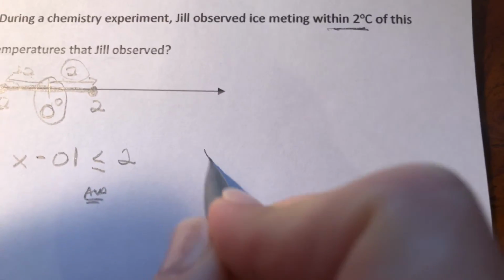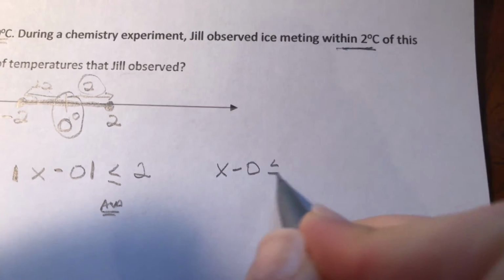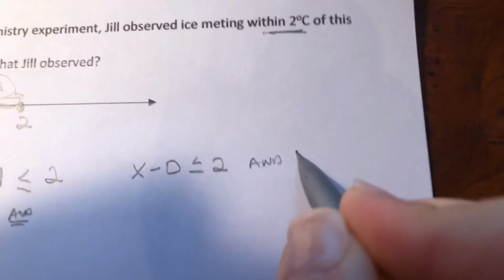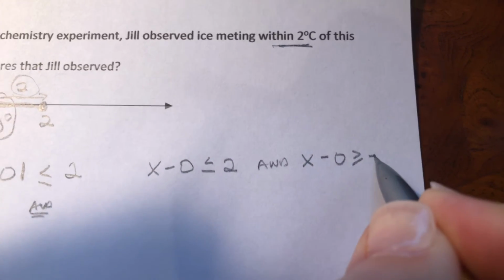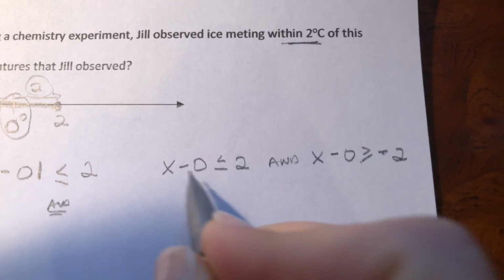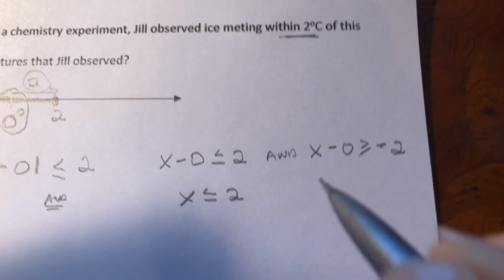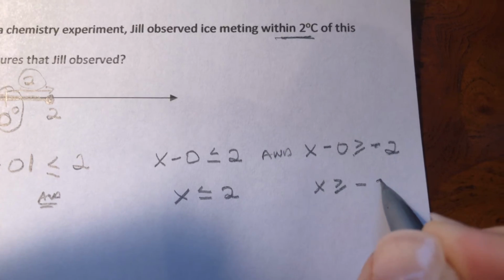So the first time is x minus 0 is less than or equal to 2, and x minus 0 is greater than or equal to negative 2. So we switch the sign and make it negative. Now, if you solve this, you get x is less than or equal to 2, and x is greater than or equal to negative 2.